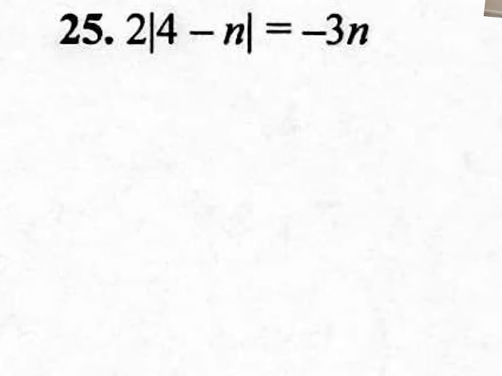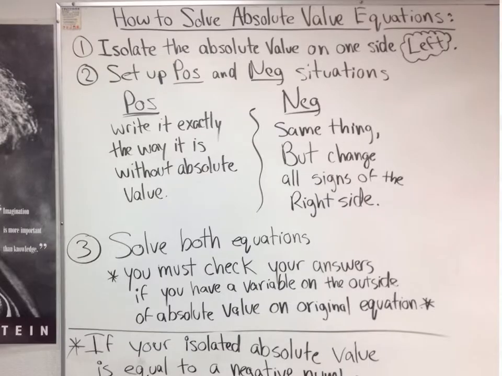Alright guys, number 25 from the homework. Let's solve this absolute value equation. And the first step in solving absolute value equations is to isolate the absolute value on one side. And I put left right here because it's easier to stay organized and keep it on your left.